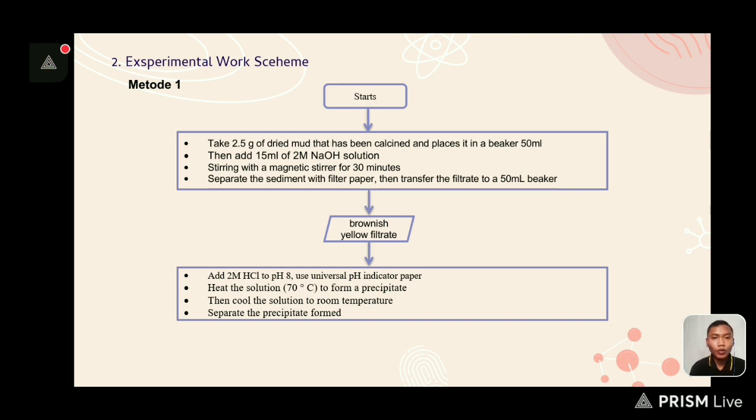The product is a brownish yellow filtrate. Add 2 mol HCl to pH 8, using universal pH indicator paper. Heat the solution to 70 degrees Celsius to form a precipitate. Then cool the solution to room temperature. Separate the precipitate formed.